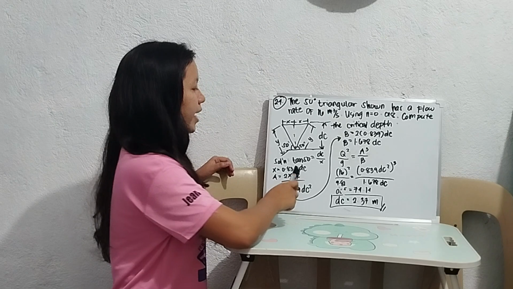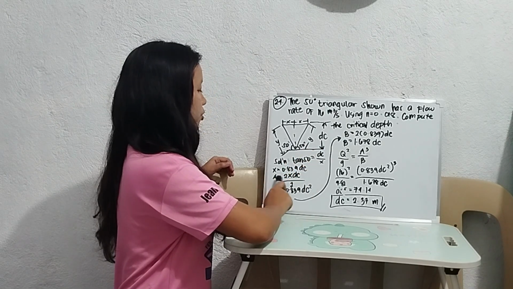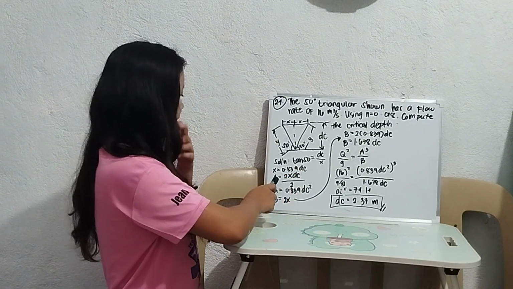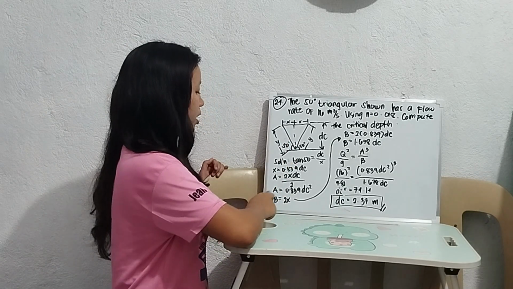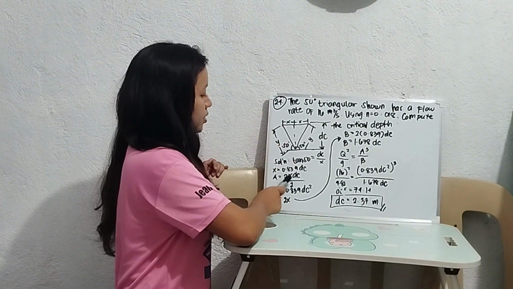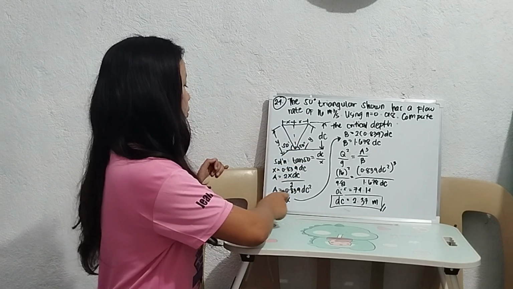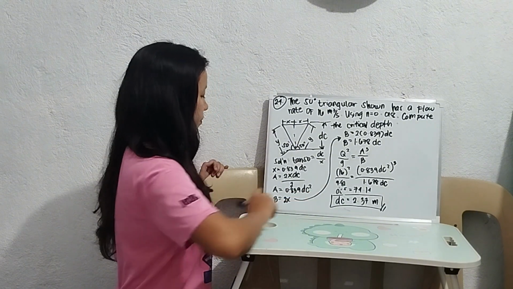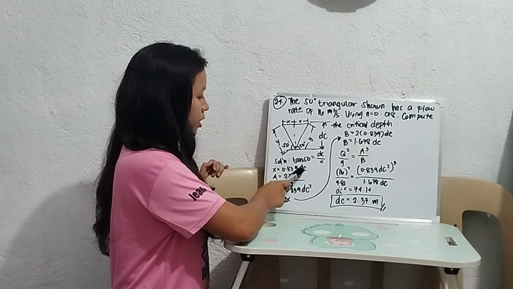So first, we need to find the x. So tangent 50 degrees equals the critical depth over x, where x is equal to 0.839 dc. And then next, we have to find the area. The area of the triangle is 1/2 base times height. So A equals 1 times 2 is 2, times 2x, so 2x times the critical depth over 2. So the answer for the area is equal to 0.839 dc squared. And then for the B equals 2x, so we have our x here, which is 0.839 dc.